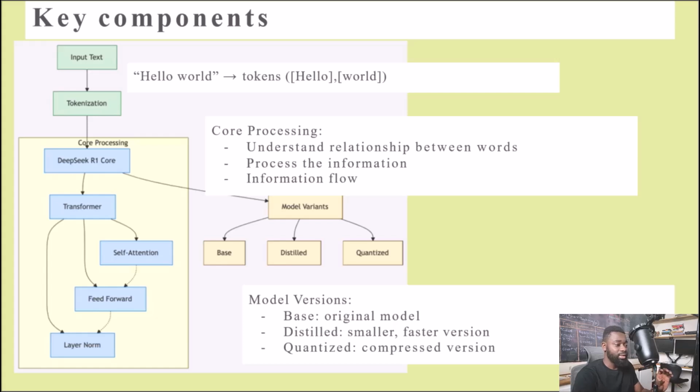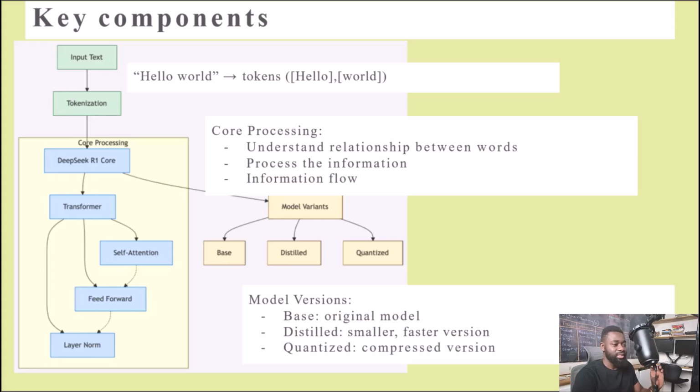Keep in mind that tokenization is very important, because that is what large language models use to process data. The text is converted into tokens for processing, and that's what is taken through the core processing.